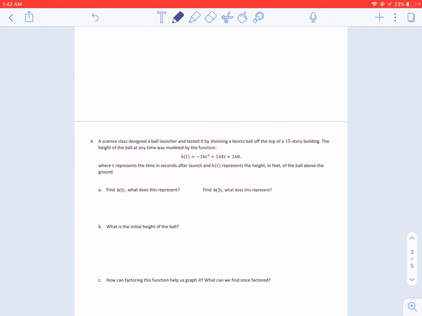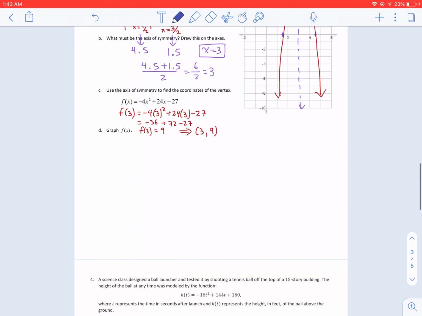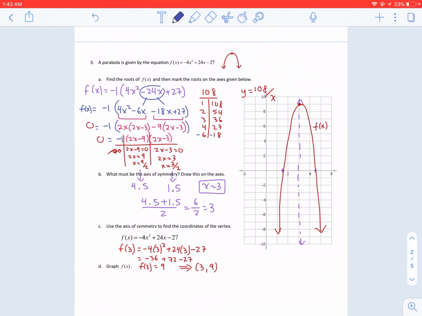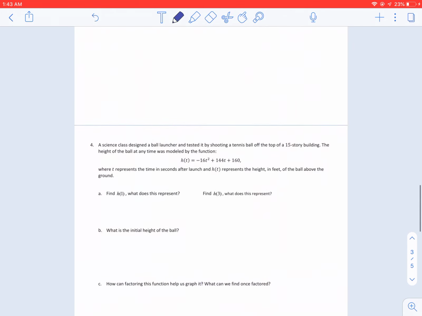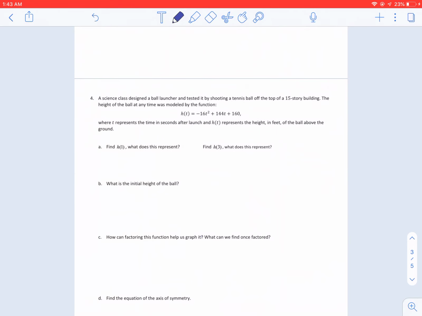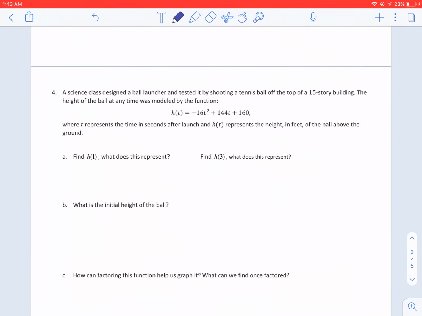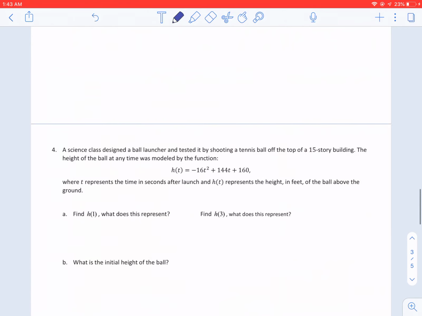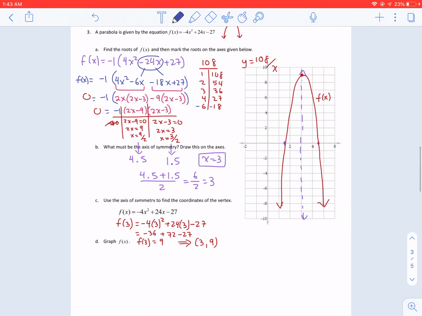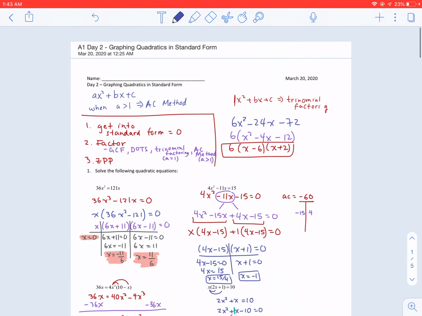Right, I know there's one more question on the bottom here, but we'll save that for next time. All right, that's when it gets interesting. That's when we start doing parabolas or quadratic equations that represent stuff in real life. So look forward to that. But that's it for today.